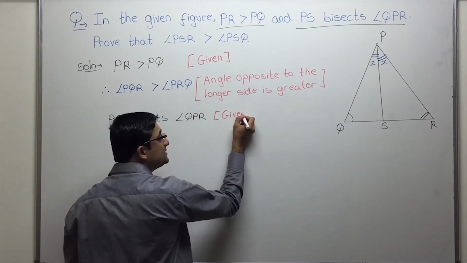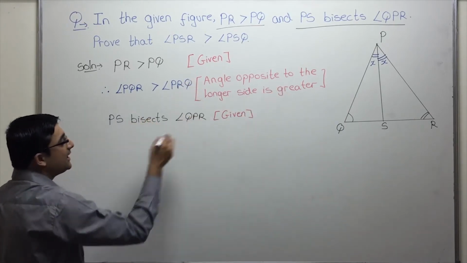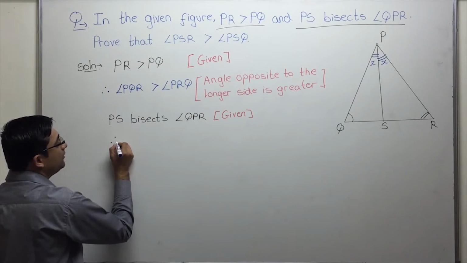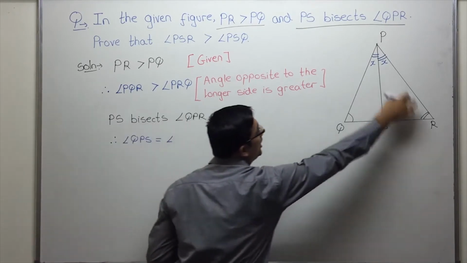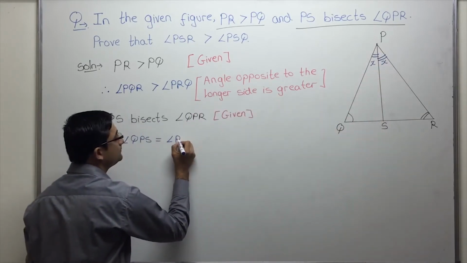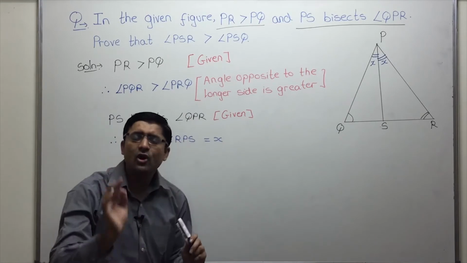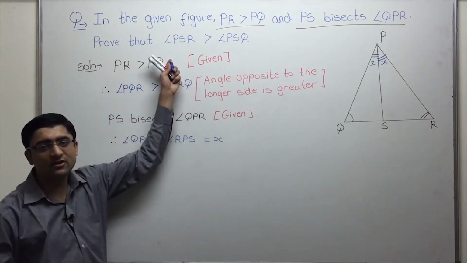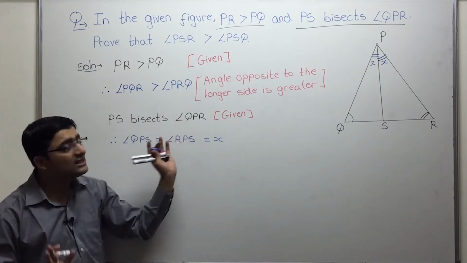Based on this, what is the conclusion we are drawing? Both those angles are equal. So what are those angles? Angle QPS. Therefore, angle QPS is equal to angle RPS. And let's say we assume them to be X, right? So always go step by step. Write down what is given to you, draw your conclusion. Anything else which is given to us?